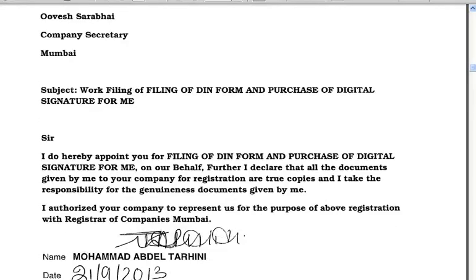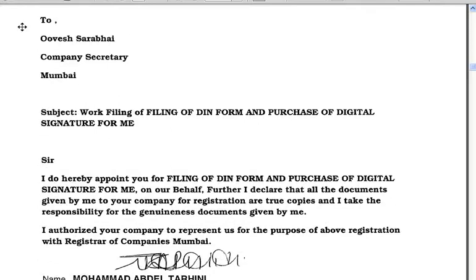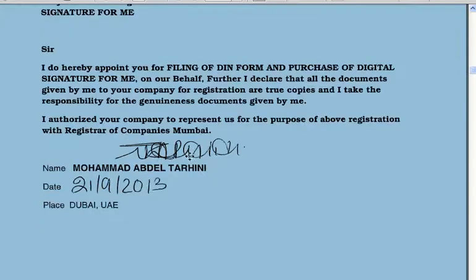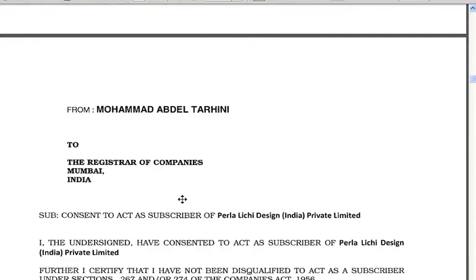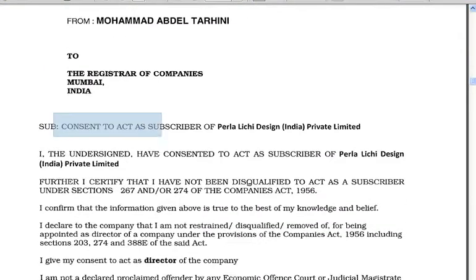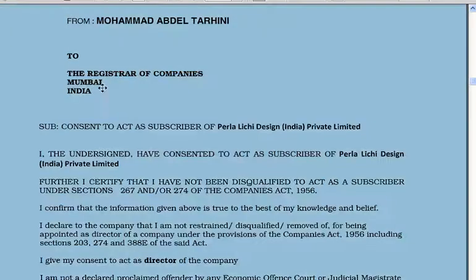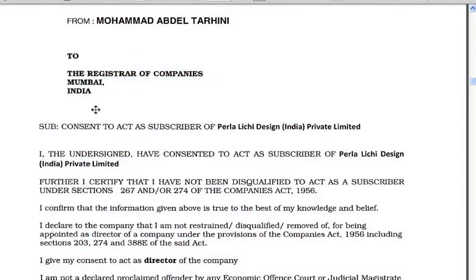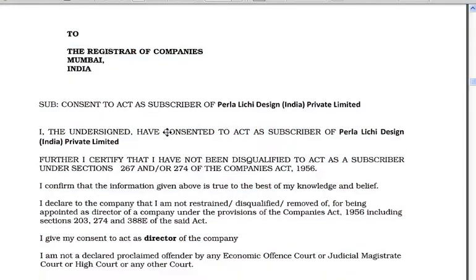This is an authority letter which you need to give us for filing your papers. Then you need to give your consent letter to the Registrar of Companies Mumbai for becoming a director.